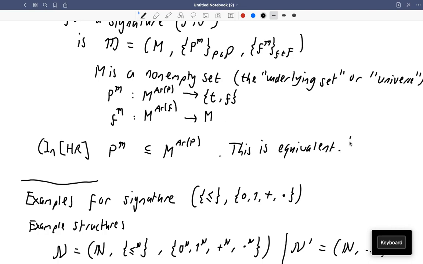Because any function, that should be round brackets, because any function to truth values determines a subset, namely the subset of all elements that get mapped to true by the function, and every subset in the same way determines a function to truth values, where you map elements in the subset to true and elements outside the subset to false. I don't want to dwell on this, but you can think about it for yourself. I'm going to stick to my formulation.